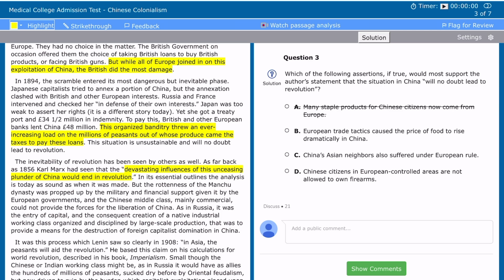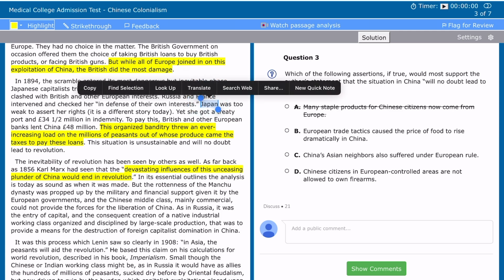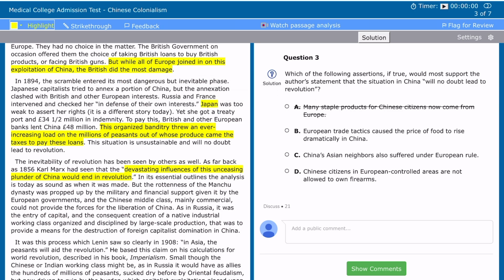Okay, C. China's Asian neighbors also suffered under European rule. Again, this paragraph is not talking about any suffering from China's Asian neighbors. Rather, in fact, it's talking about one of China's Asian neighbors also being involved in the plundering of China. So C is completely incorrect.